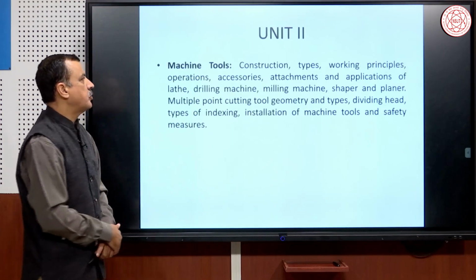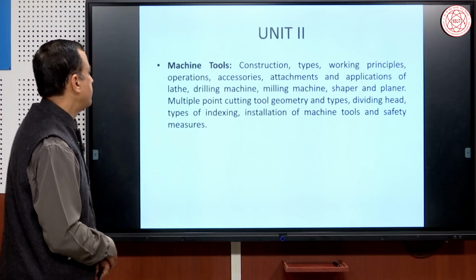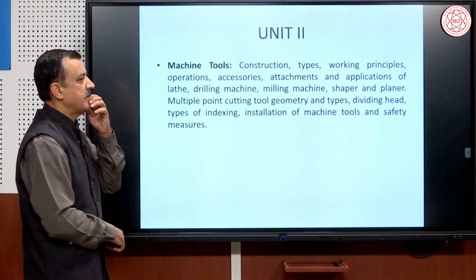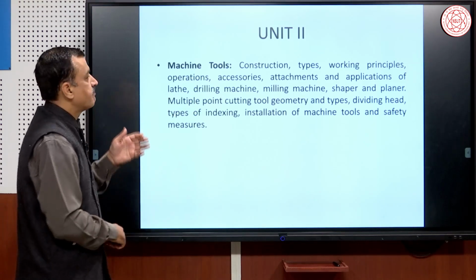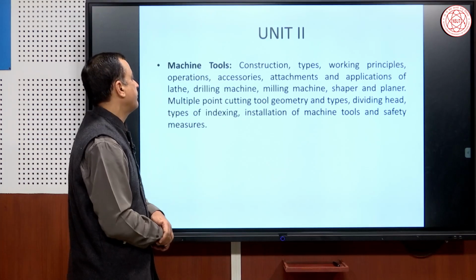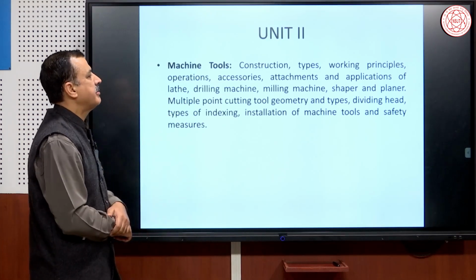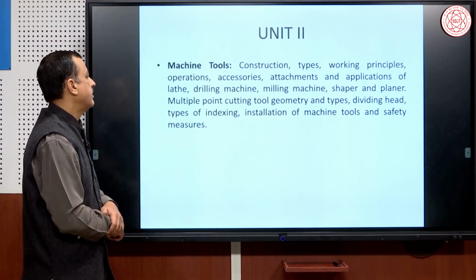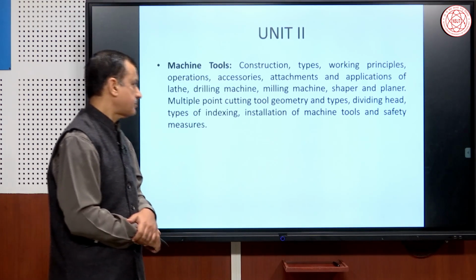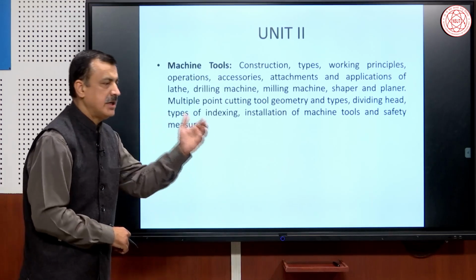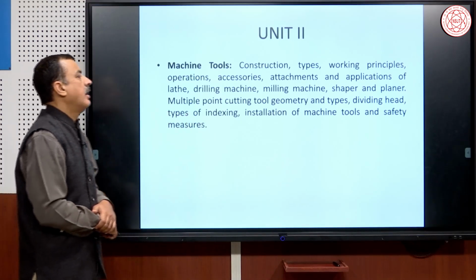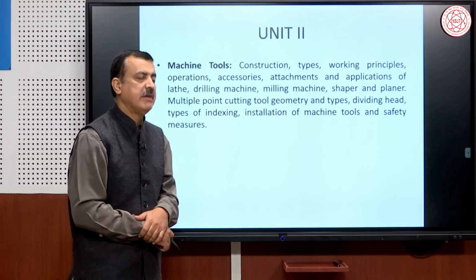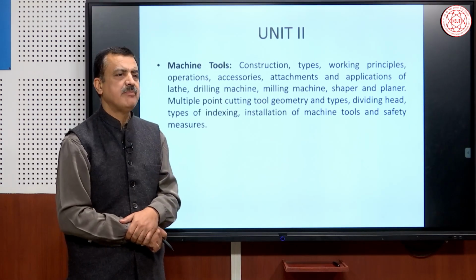Then we have unit 2, which is based on machine tools and the various operations that can be performed. So here we shall be going through the construction, types, working, and the operations that can be performed on lathe, milling, shaper, and planer machines. We shall be using multiple point cutting tools in the milling machine, and the indexing process shall be discussed in milling, which is very useful in cutting gears.